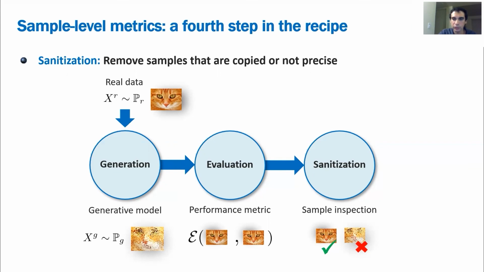So sample inspection with sample level metrics not only can evaluate generative models and help us pick the right generative model for the problem at hand, or compare the performance of different generative models in synthesizing clinical data, it also can help improve the synthetic data for any given model by sifting through the individual samples, spotting the imprecise ones or the memorized ones, and removing them from the data set.